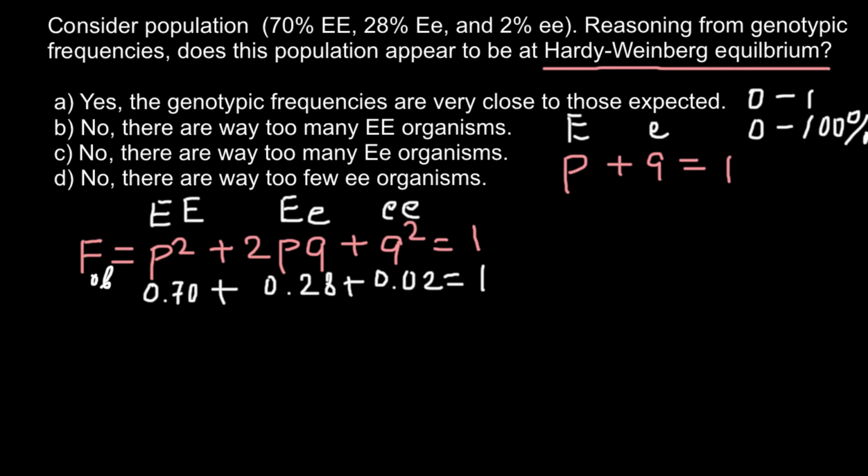So how can we do it? We have to find number P and number Q, or we have to find the frequency of the dominant allele and recessive allele, and then do our calculations according to this formula. So what is the frequency of the dominant allele, E or P, according to the formula here?